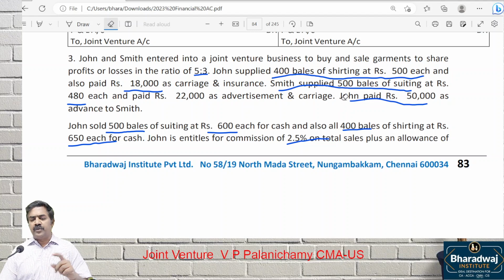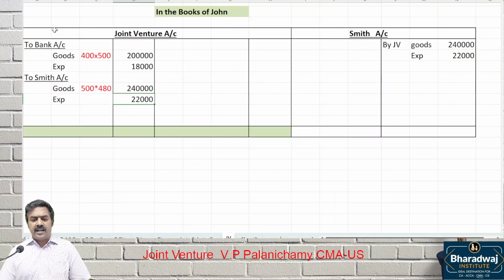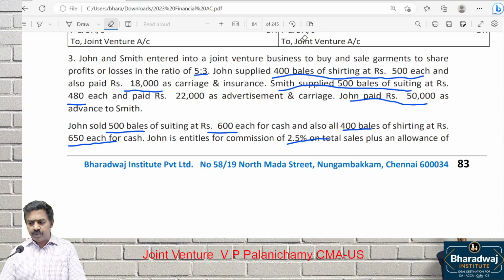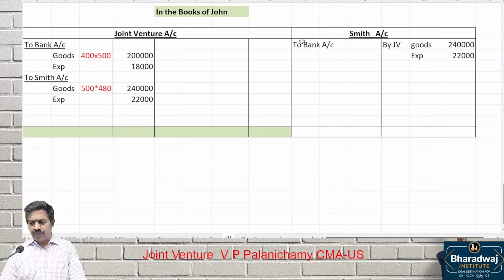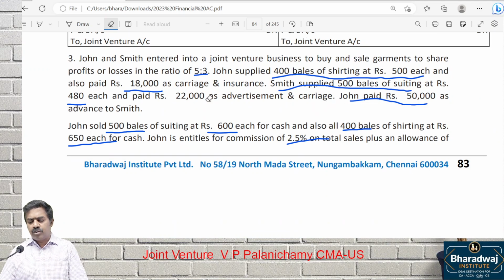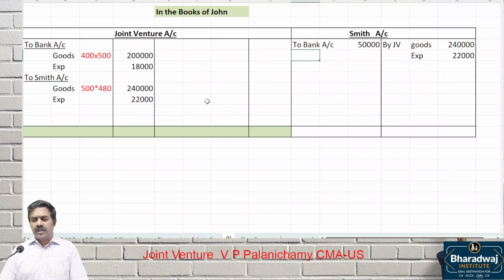John paid an advance of 50,000 to Smith. Is it an expense relating to the joint venture? Otherwise, when you pay money, what is the journal entry? For example, I am paying to a person. What is the normal journal entry we will pass? When we pay someone, what journal entry will you pass? Debit the receiver, credit cash or bank. To bank account. How much have we paid to Smith? John paid Smith how much? 50,000. John paid Smith 50,000. Then, what is given next?